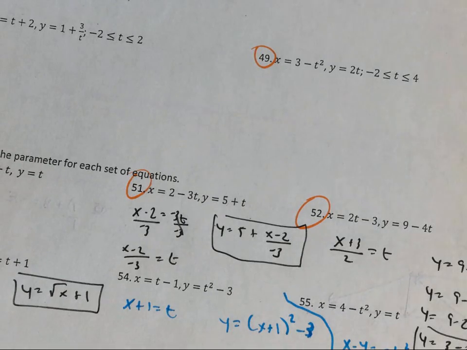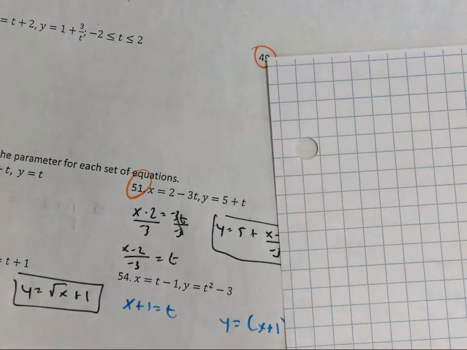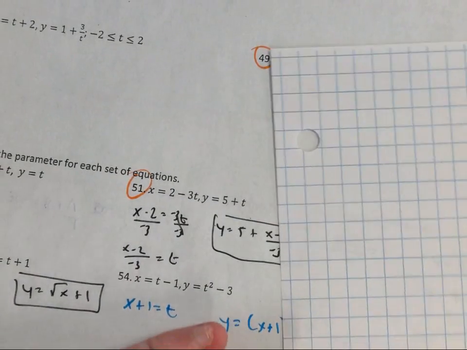Okay. So we're going to look at 46, 47, 49 and call it a day. Well, you have some homework you can work on. I'm going to call it a day for 46, 47, 49. All right, let's look at 46.